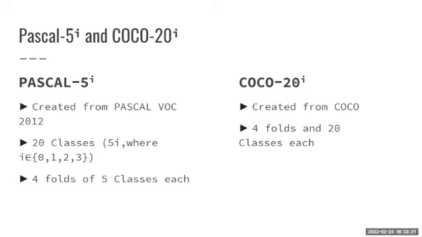Pascal 5 is created from Pascal VOC 2012, whereas Coco 20 is created from COCO. Pascal 5 contains 20 classes. We can call it 5i, where i belongs to 0, 1, 2, 3. And for Coco 20, the classes are more compared to Pascal 5. Here there are 20 classes having four folds for each class.